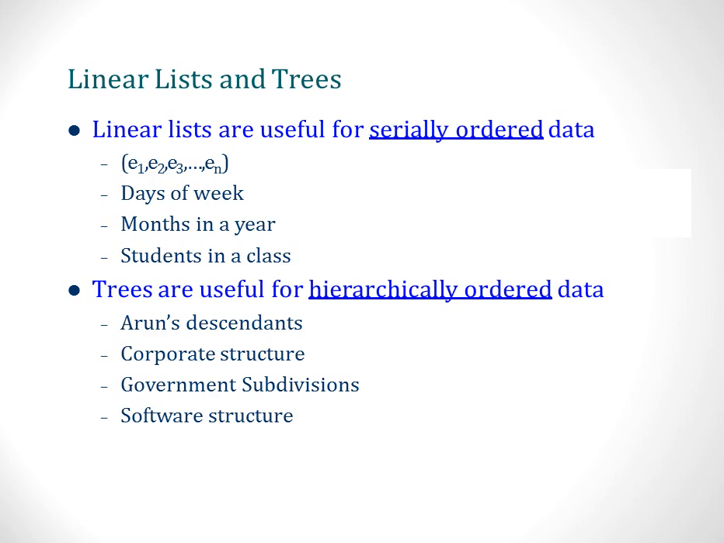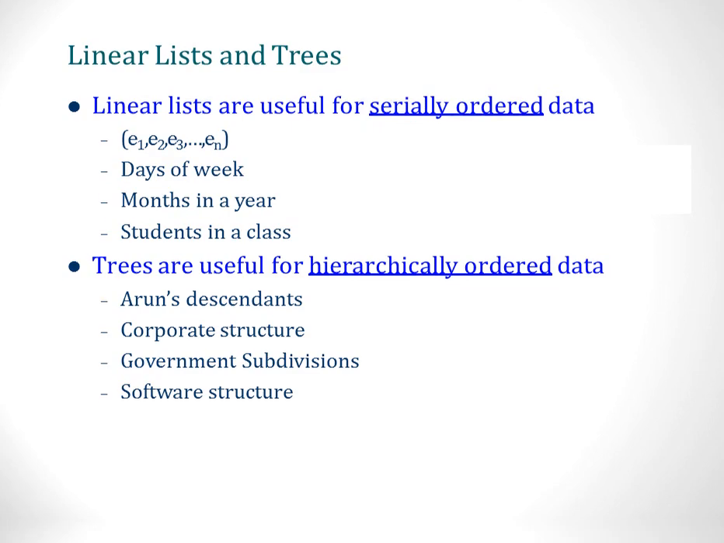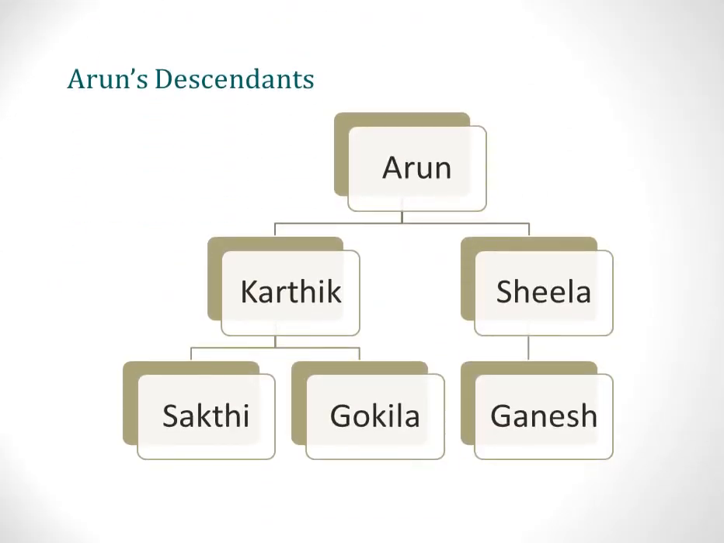But data like a family tree, an organization chart which represents different hierarchical order of management, a hierarchy of a government organization can only be represented using trees. If you look at this chart, this represents Arun's family tree. Arun is a parent who has two children called Karthik and Sheila. In turn, Karthik has two daughters, Shakti and Gokila. This type of family tree can be represented by tree data structure. For this type of data, we cannot use any of the linear data structures.